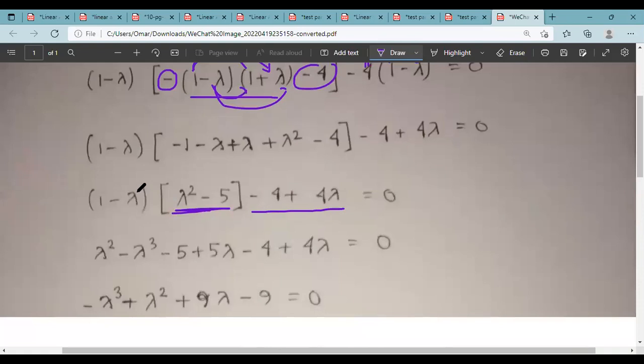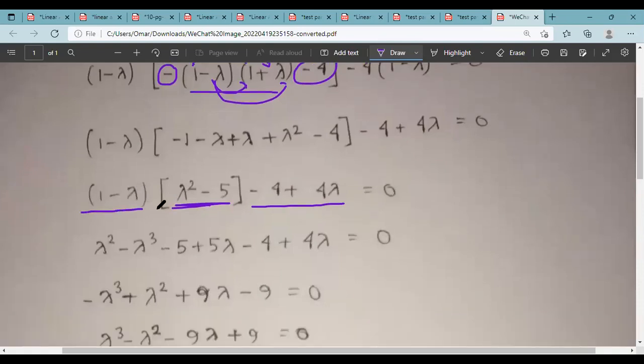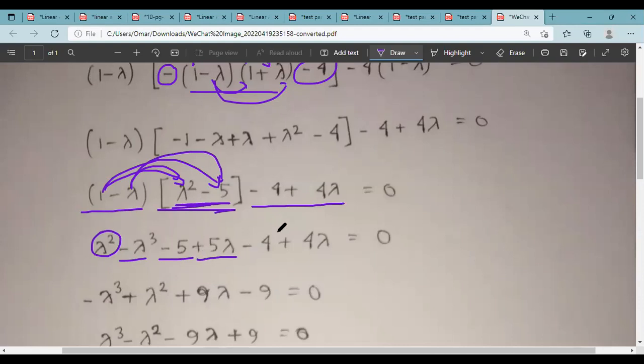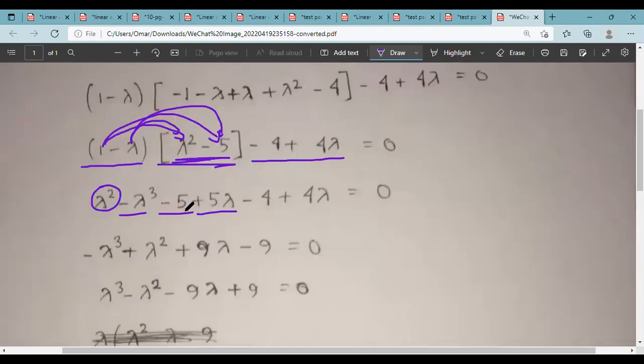Then if I also multiply minus lambda with this part: 1 multiplied by lambda square is lambda square, 1 multiplied by minus 5 is minus 5, and minus lambda multiplied by lambda square is minus lambda cube, and minus lambda multiplied by minus 5 is plus 5 lambda. So 5 lambda and 4 lambda is 9 lambda, and lambda cube I have written first, at the first position.